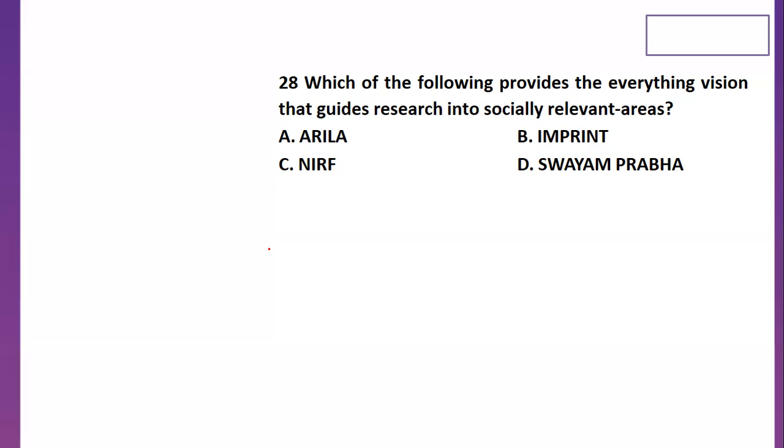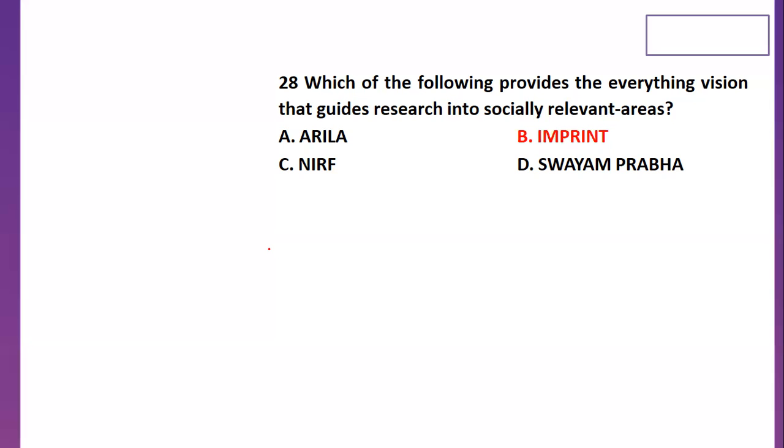So when we talk about which of the following provides a vision that guides the research into the socially relevant area, you have the options as ARIIA, Imprint, NIRF, and Swayamprabha. So it is talking about what? It is talking about the socially relevant area, in research. So what are the key terms? Research and socially relevant areas. So now you can come to the answer, and most of you will definitely be right.